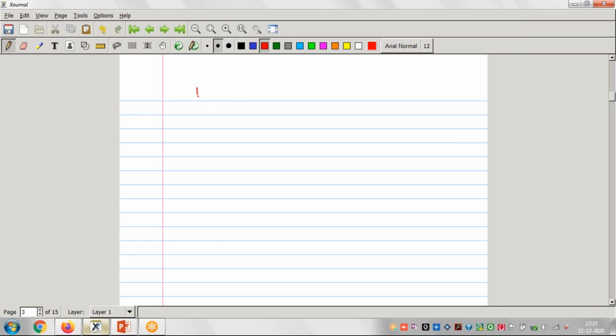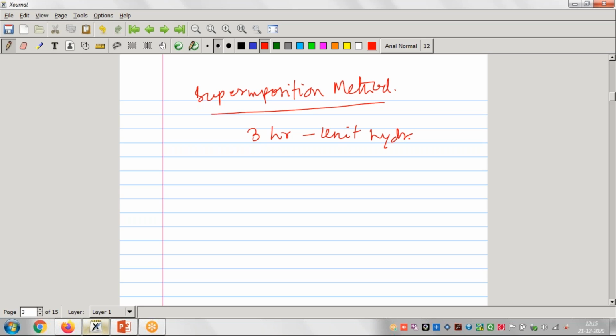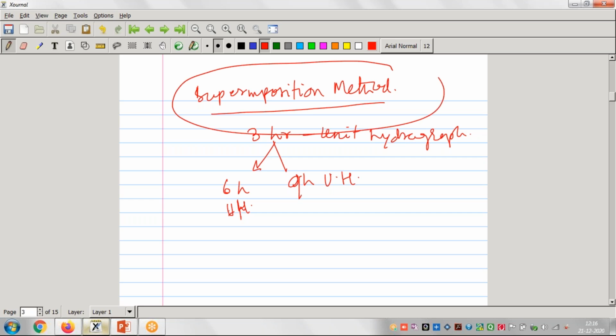Superimposition method, or superposition method, means what? For example, a 3 hour unit hydrograph is given, and it is said to prepare the 6 hour unit hydrograph or the 9 hour unit hydrograph. Then we can use this superimposition method, right?